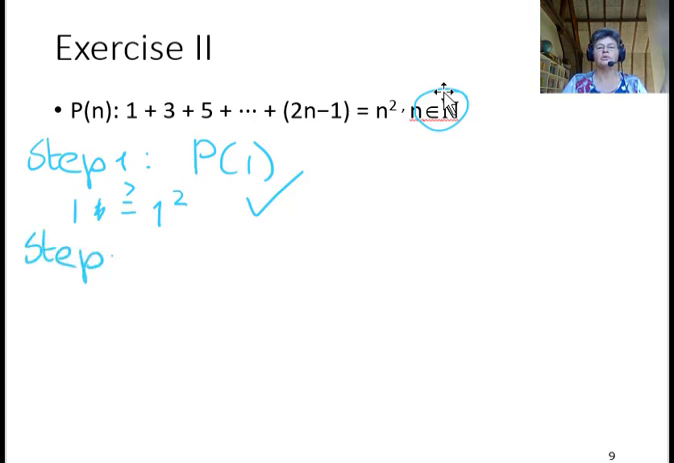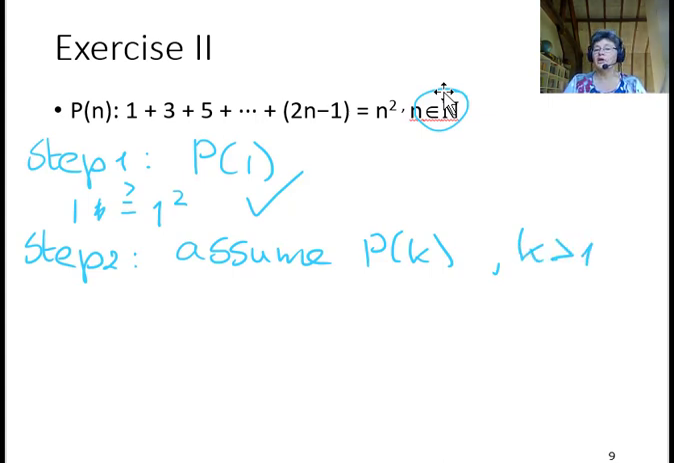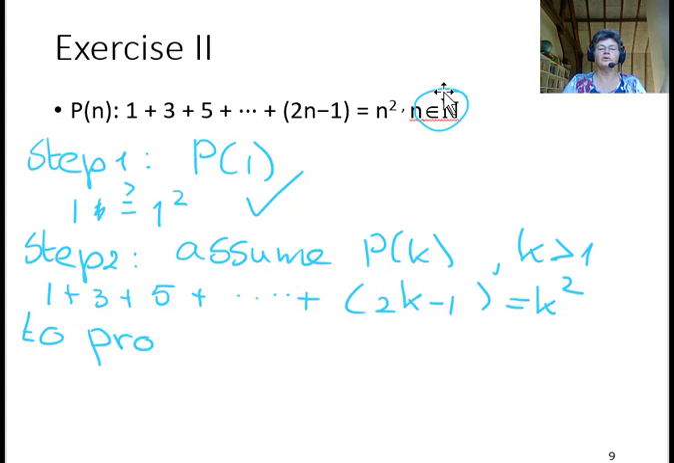Step 2, and that's always the difficult one. So assume P(k) is true for some element in the middle. So for some k, let's give it a name again, larger than 1. So we need to assume that 1 plus 3 plus 5 plus up to 2 times k minus 1 equals k squared. Okay, then we need to prove that it's true for the next one, so that P(k+1) is true.